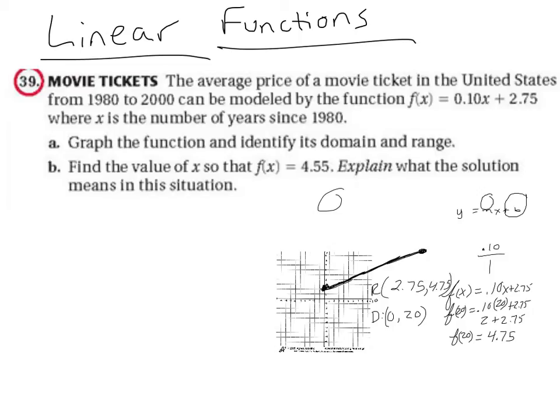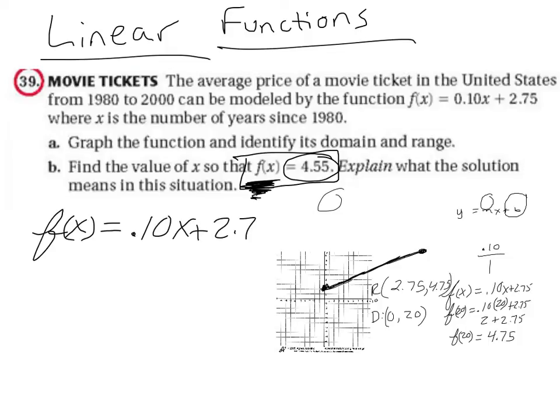Okay, I've just shrunk all that work, and let's find the value of x so that f of x, or the value of our function, or the price of a movie, is $4.55. The value of x, so in what year and how many years after 1980 would the value of a movie be $4.55? Well, the value of a movie we know is equal to this stuff, and we also know it to be equal to $4.55. In what year?